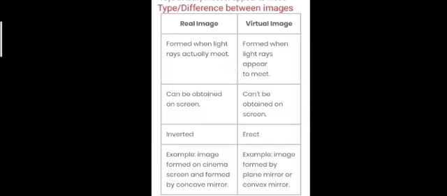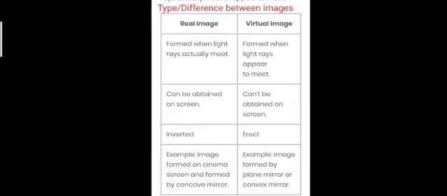So real images are what? When the light rays actually meet, a real image is formed. A virtual image is formed when light rays appear to meet. That means the light rays do not actually meet, but we can feel that they appear to meet. That means they can meet. Clear? So these are virtual images.